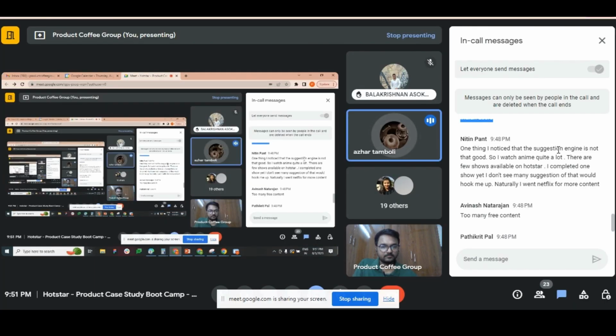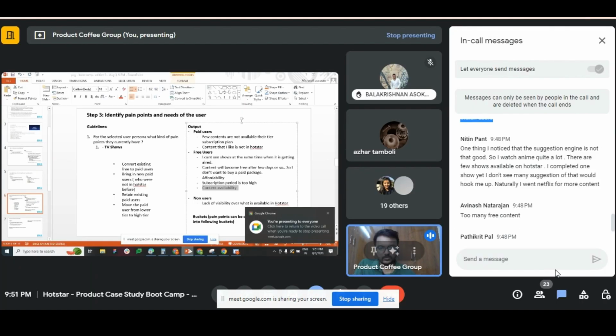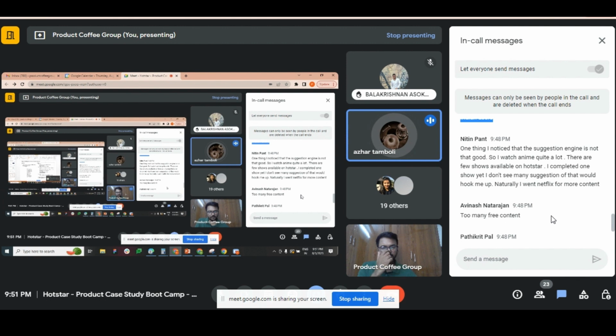Customer support, I would say. Exactly. Can you elaborate on that customer support? Let's say for paid users, they may face challenges in accessing timely customer support or resolving technical issues when they are using Hotstar. So at least they need responsive or efficient customer support, let's say a helpline or a live chat at least, to provide assistance.